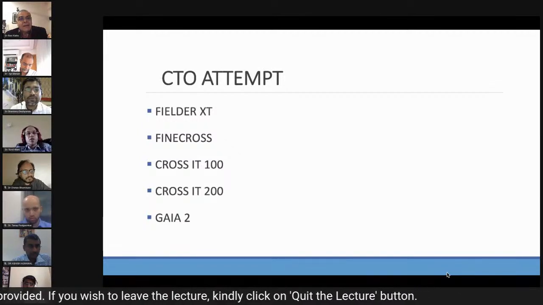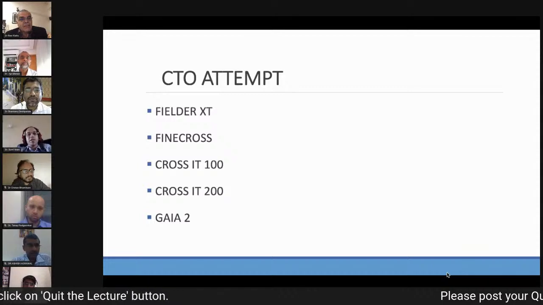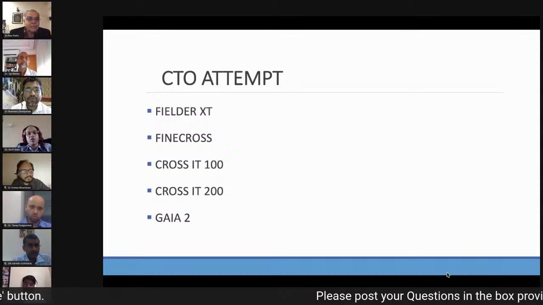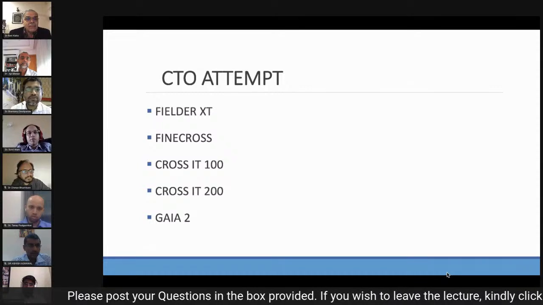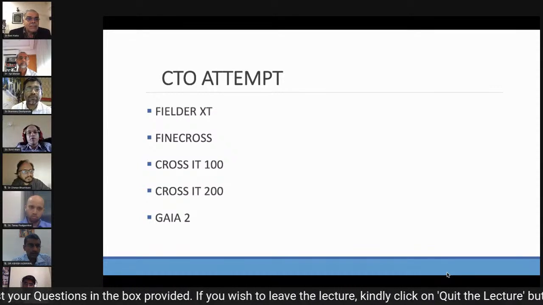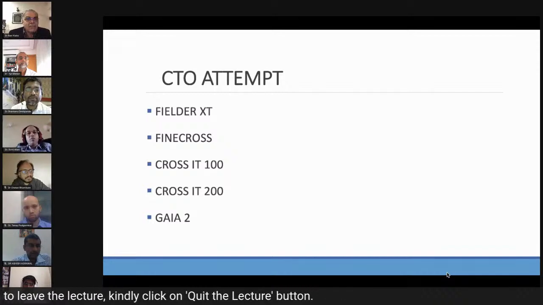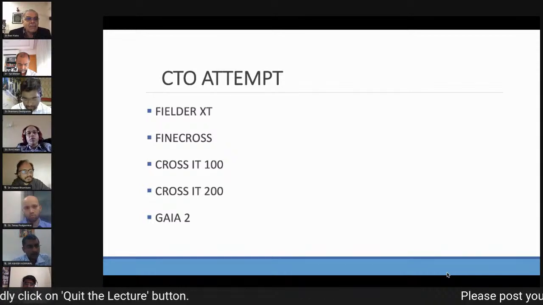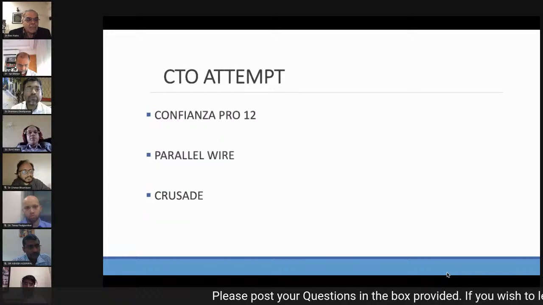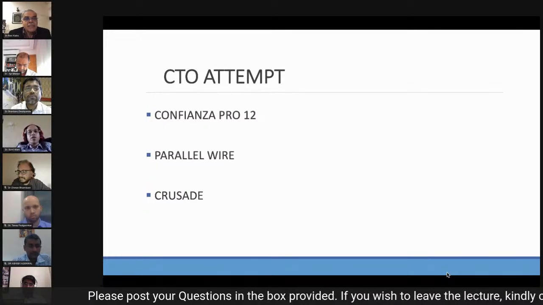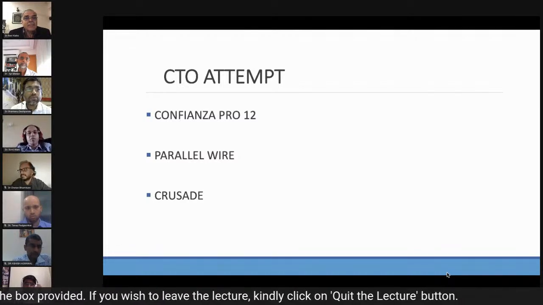So the CTO was attempted. This was some time back. So my wire escalation was like this. There was a Fielder XT, Fine Cross, and CrossFit 100, which I used to use quite a bit, some four years back, and CrossFit 200. But now my thinking has changed a little. From the Fielder XT, I really go ahead with the Gaia 2. In this case, if the Gaia 2 also doesn't cross, then the Confianza Pro was available.